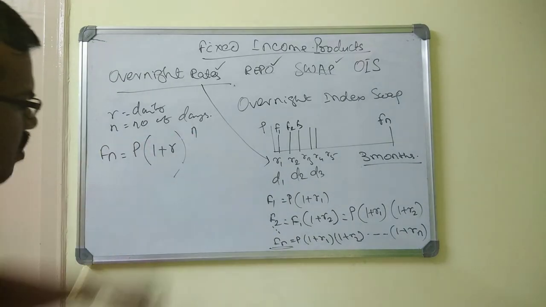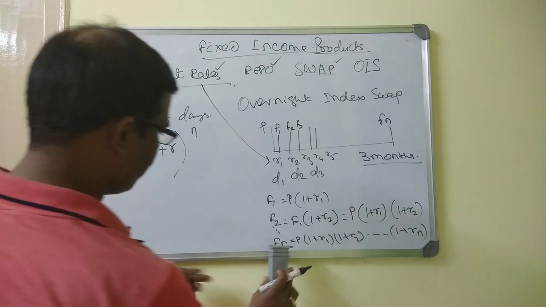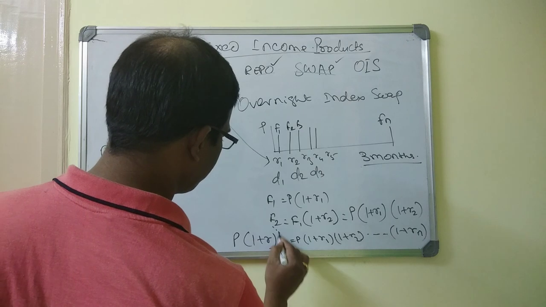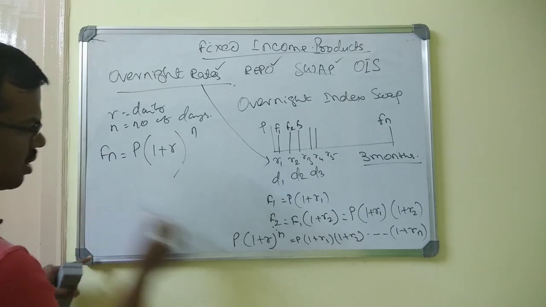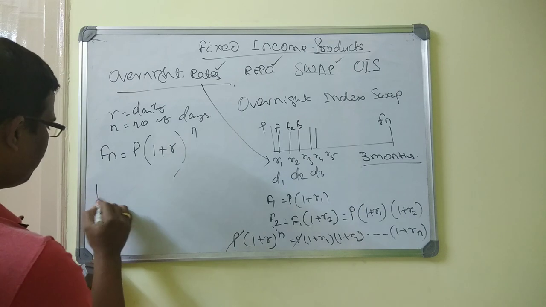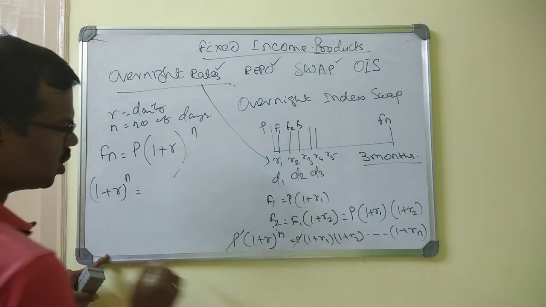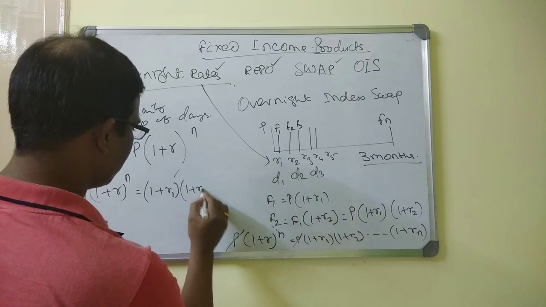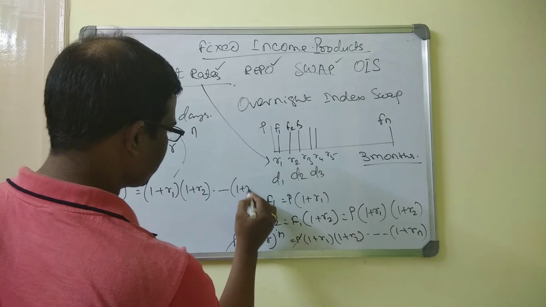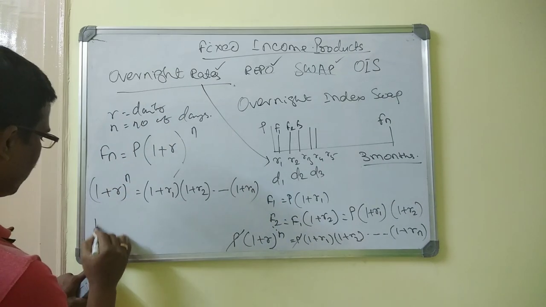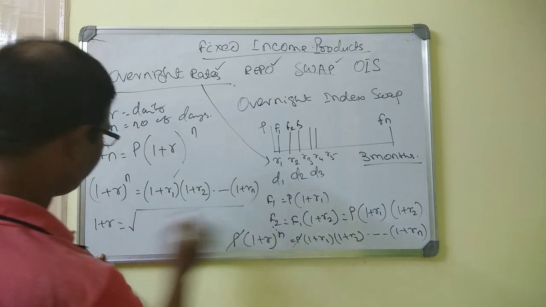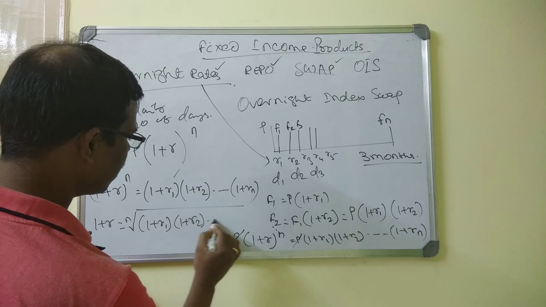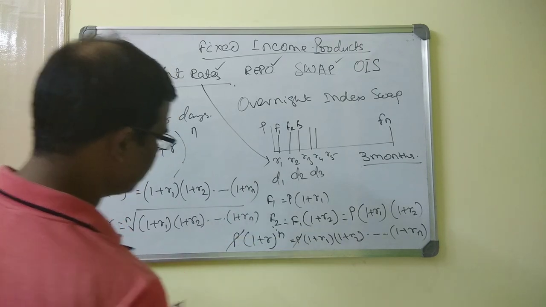So 1 plus R to the power N, if I substitute this Fn here, P into 1 plus R to the power N is equal to this. So what happens here? P and P, I can cancel out. So 1 plus R to the power N is equal to 1 plus R1 into 1 plus R2 like this into 1 plus Rn, right? So 1 plus R will become the nth root of 1 plus R1 into 1 plus R2 dot dot dot 1 plus Rn, right?